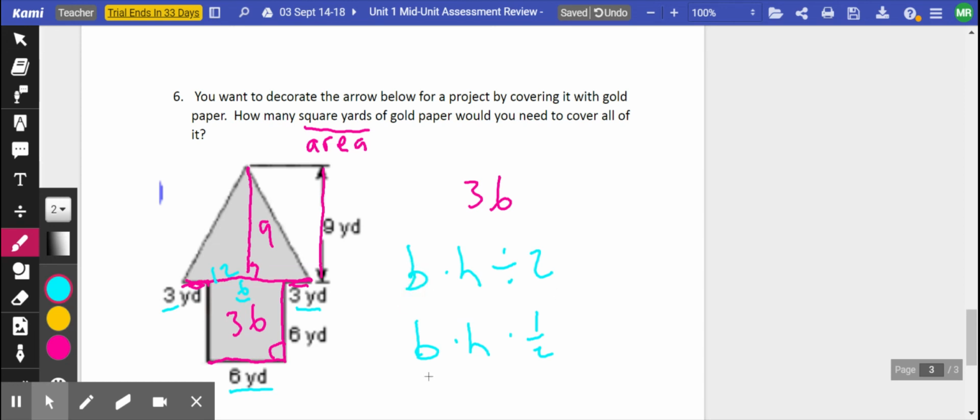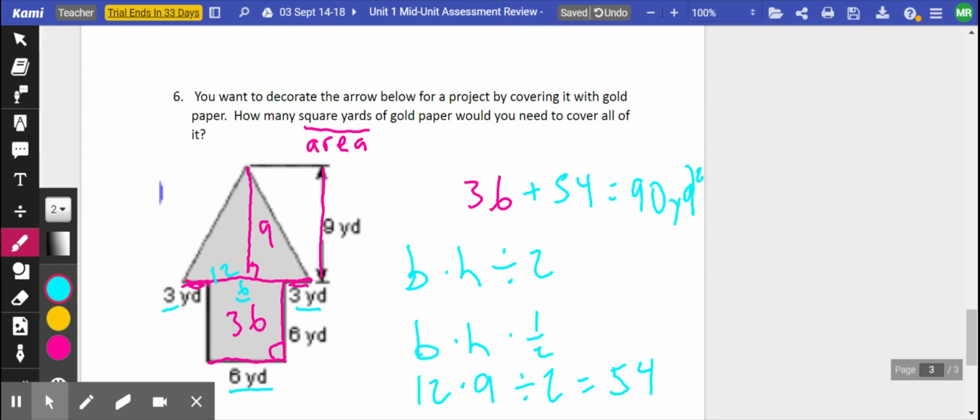So I've got 12 times 9 divided by 2 or multiplied by half. And that is going to be equal to 54. You can verify that with a calculator if you need to. So we got 36 square yards for the square on the bottom, plus 54 square yards for the triangle on top. 36 plus 54 is equal to 90 square yards.